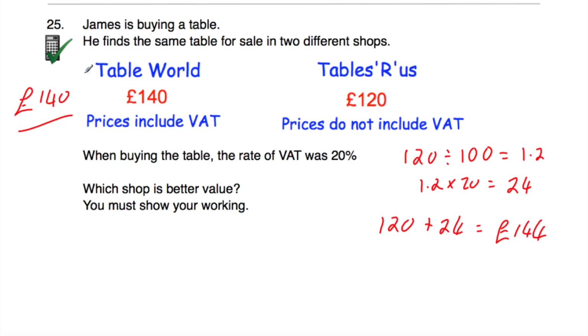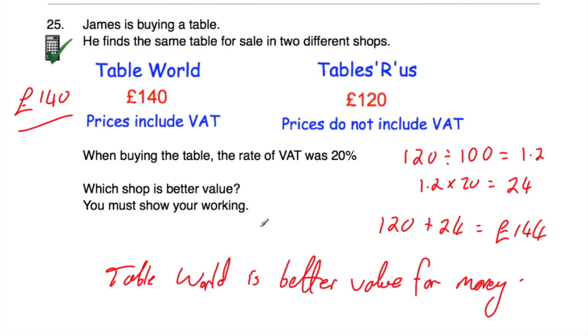So the price of the table with VAT in Table World is £140, and the price of the table including VAT in Tables R Us is £144. So the question says, which shop is better value for money? The answer is Table World. So Table World is better value for money. And that's it. Okay, let's look at our next question, question number 26.